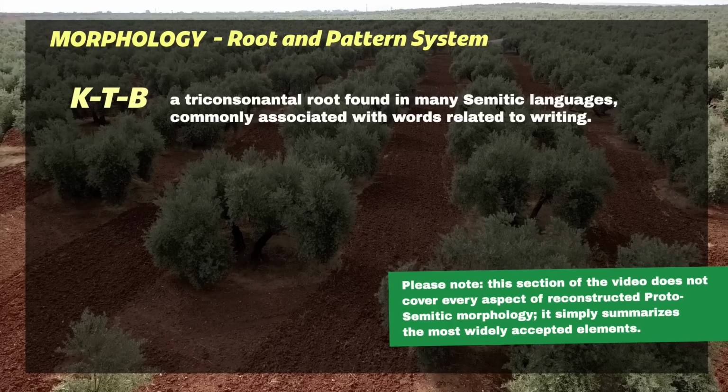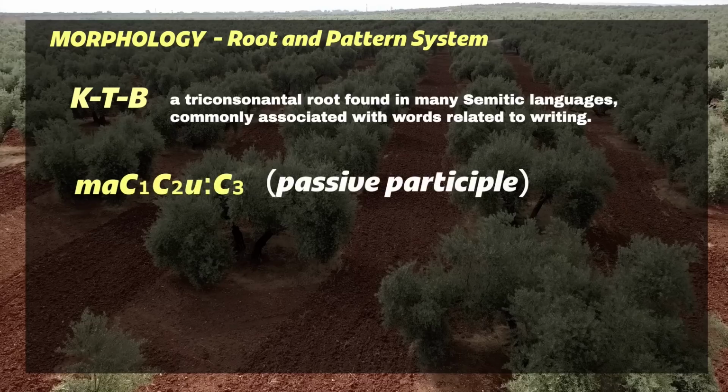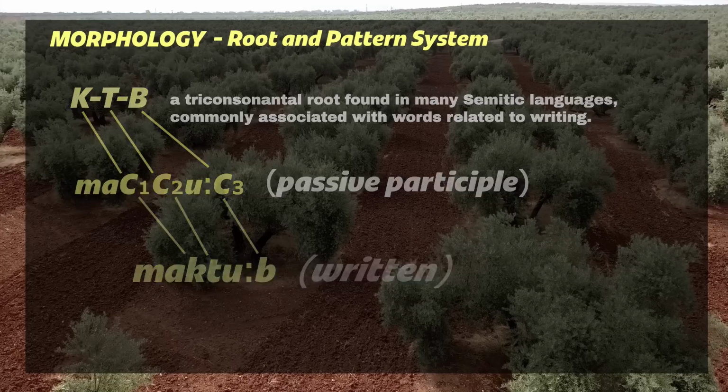One such pattern, used to form passive participles, inserts the root into a structure resembling the following. In Classical Arabic, for example, the root, meaning to write, is inserted into this pattern to form the following. مكتوب, meaning written. This same pattern is productive in other Semitic languages and illustrates the way meaning is built from consonant roots and fixed vocalic templates.